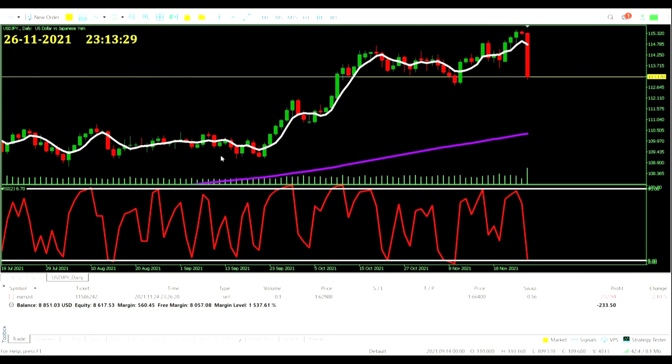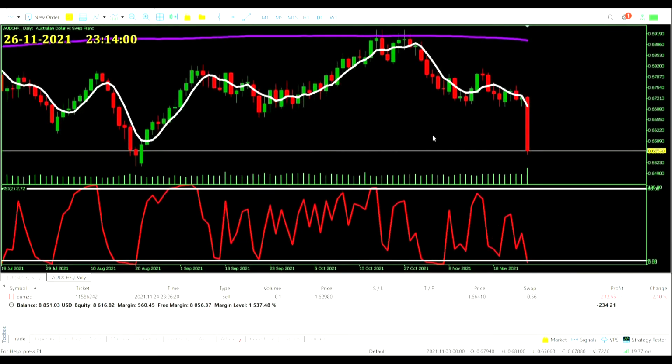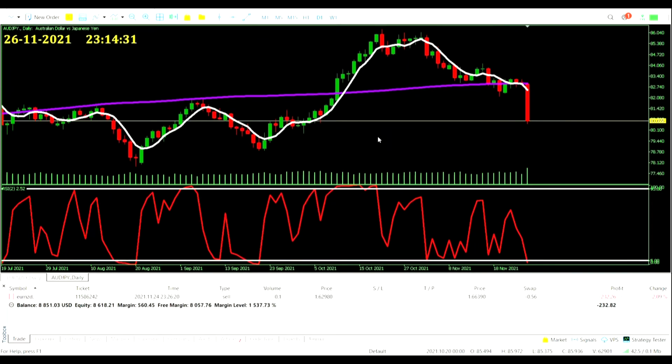Dollar, Japanese yen, very close. This was the last chance for it. RSI suddenly down at 6.7. What a day for it. Australian dollar, Swiss franc. That's oversold as well, but again, a price below the average. We're seeing plenty of this, a lot of overbought or oversold signals, but they're on the wrong side of the moving average. They're going with the existing trend. Same here on the Aussie dollar yen.